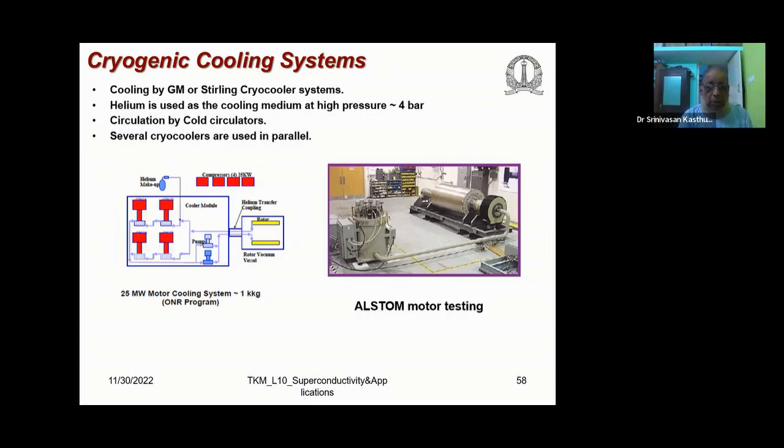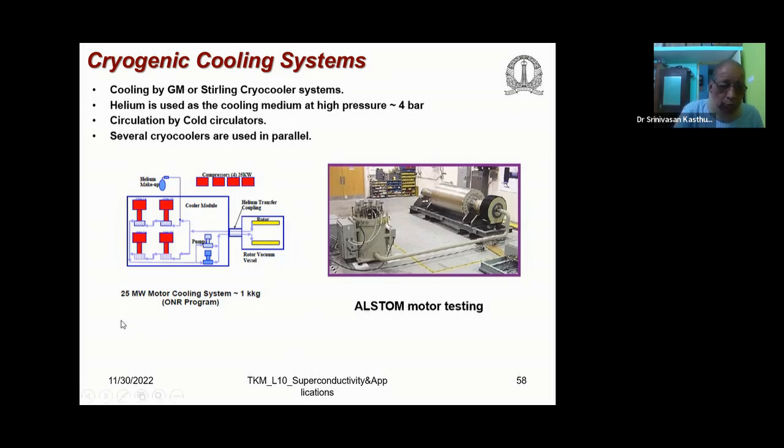Circulation is achieved by what are called cold circulators, and many cryocoolers have to be used in parallel for this purpose. So now you can see in the picture the all-storm motor testing, which consists of 4 cryocoolers whose outputs are collected together and passed through the rotor. The cold gas passes through the rotor, cools it, and returns as warm gas. Helium gas, whatever is needed additionally, is added to the system.